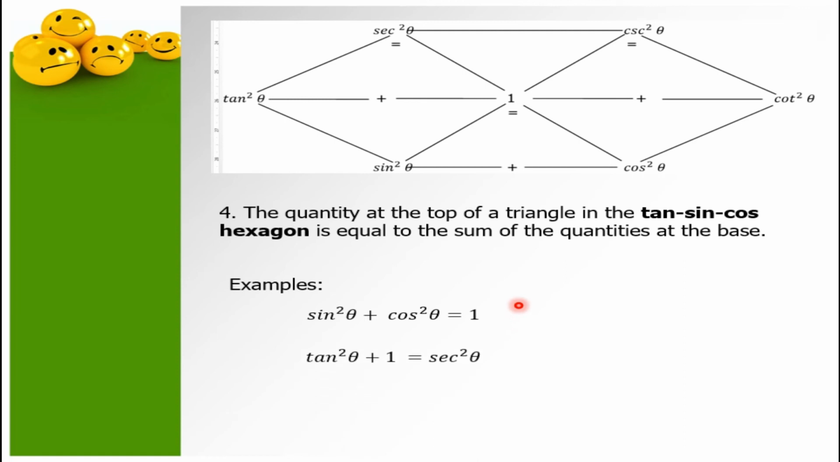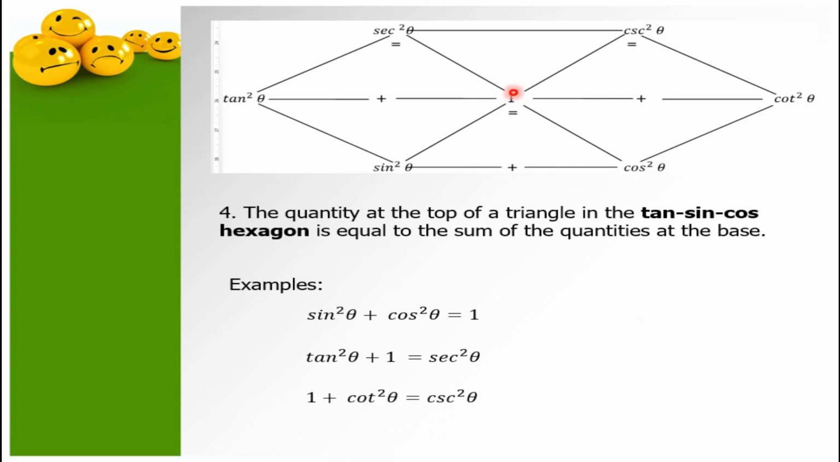Another example, if we're going to take this triangle for instance. Okay? So, the quantity at the top is secant squared theta. Base of this triangle is tangent squared theta and 1. So, if we're going to use statement number 4, we can say that secant squared theta is equal to tangent squared theta plus 1, or tangent squared theta plus 1 is secant squared theta.